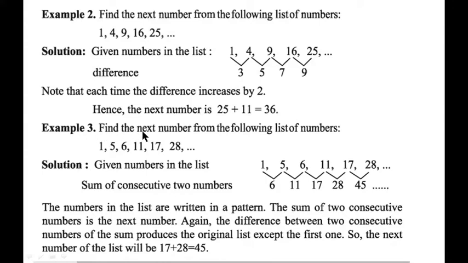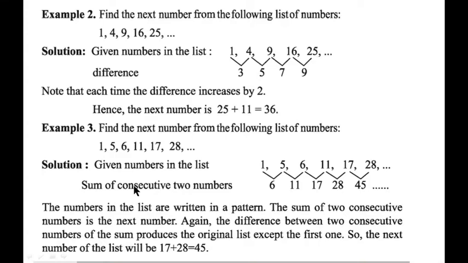Example 3. Find the next number from the following list of numbers: 1, 5, 6, 11, 17, 18, and what will be the next number here? Solution. At first we will find out the differences of the series here. First difference is 6, and then 11, 17, 28, 45.